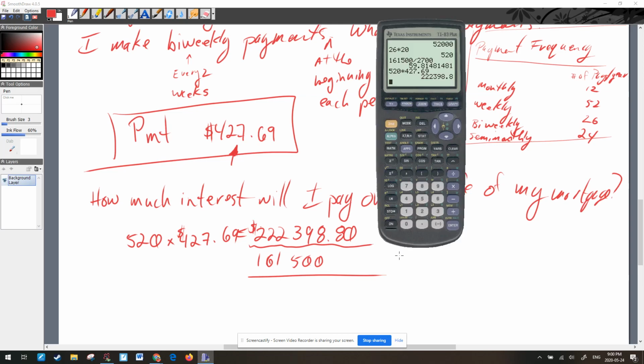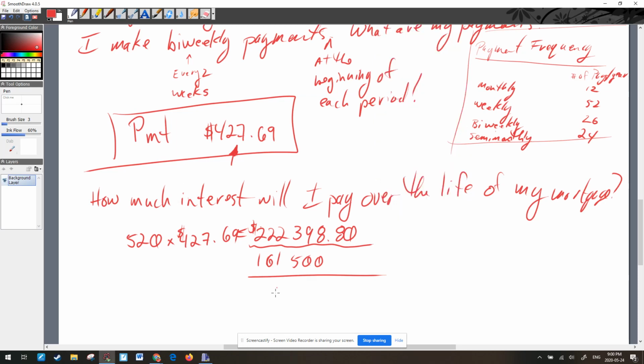Remember, interest is the fee that I pay for the privilege of using money. In this case, I'm paying the bank interest, so I'm paying for the privilege of using that money. So minus $161,500, which is $60,898.80, which seems like an insane amount of money. So that is the interest I pay on my loan.